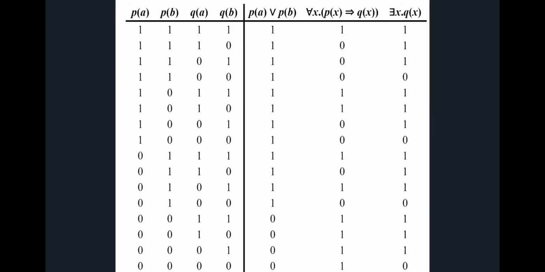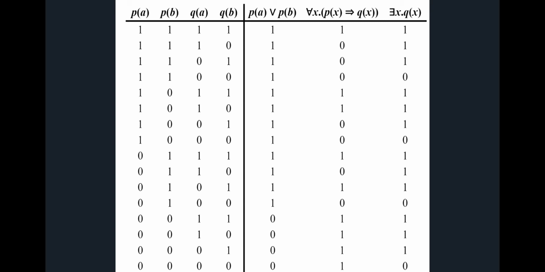An example would be where we have two unary relations, P and Q, and two object constants, A and B. For a few small example sentences, such as P of A or P of B, and the logical sentence for all X, P of X implies Q of X, and the logical sentence there exists an X such that Q of X, each one of them is indeed satisfiable.